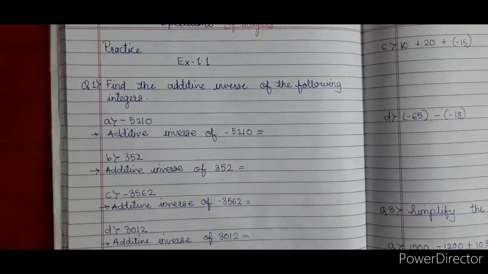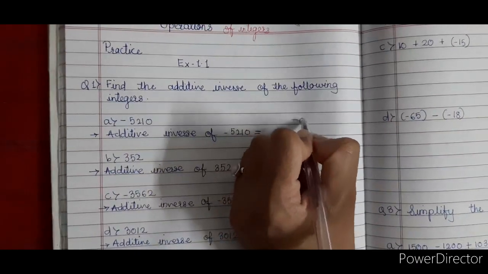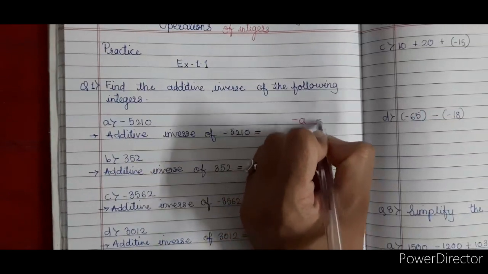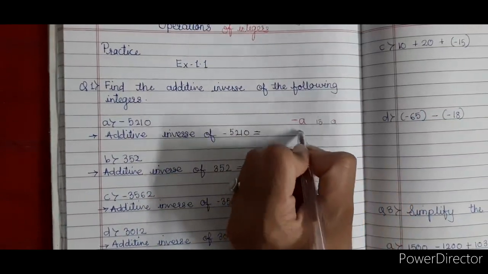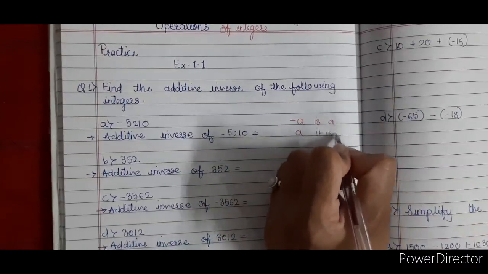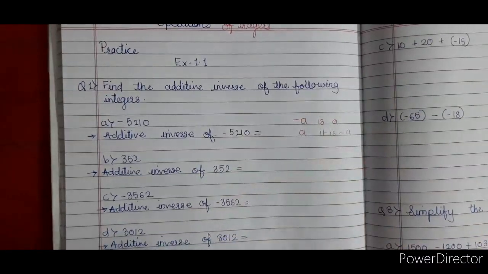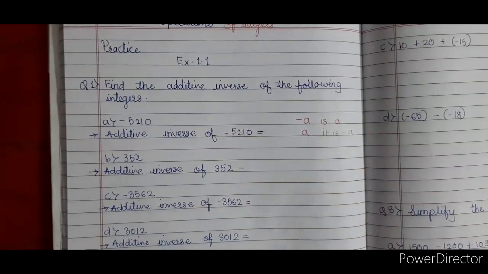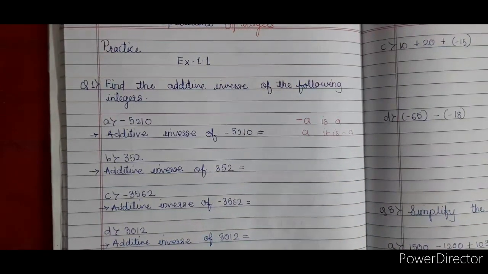Now we all know what an additive inverse is. In short, we can say it is the opposite number. For example, the additive inverse of minus a is a. And what is the additive inverse of a? It is minus a. So what we have to do is simply change the sign.